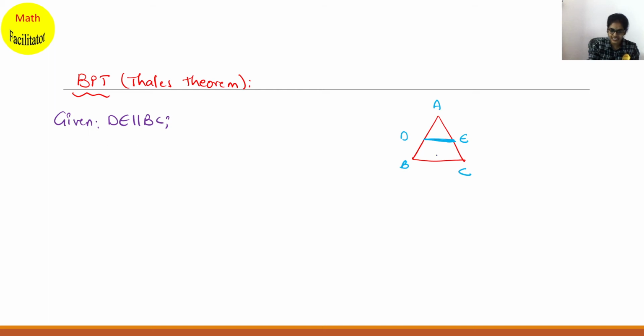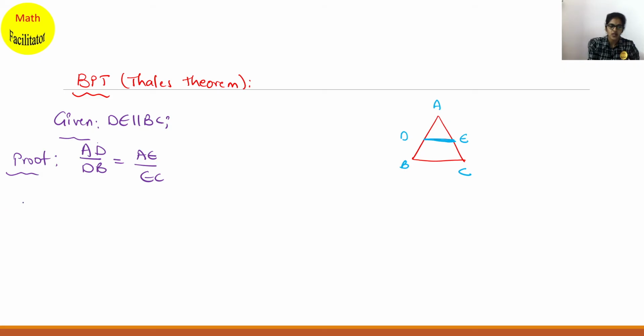Then what happens? This line divides the other two sides in the same ratio. The other two sides are nothing but AB and AC. AB is divided at point D and AC is divided at point E, in the same ratio. That means AD by DB is equal to AE by EC. That is the same ratio. This is what you have to prove. Clear?